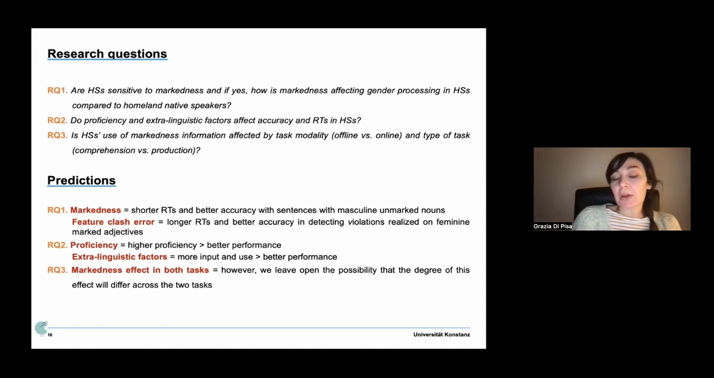In terms of predictions, yes, we are expecting shorter reaction times and better accuracy with sentences with a masculine unmarked noun. We were expecting that feature clash errors would be more noticeable, so longer reaction times and better accuracy in detecting these kinds of errors. Regarding proficiency, of course, higher proficiency, better performance. And for extralinguistic factors, the more input and use, the better the performance as well. Regarding how markedness is affected by the type of task and also the modality, we leave open the possibility that the degree of this effect will differ across tasks. So it was left open.